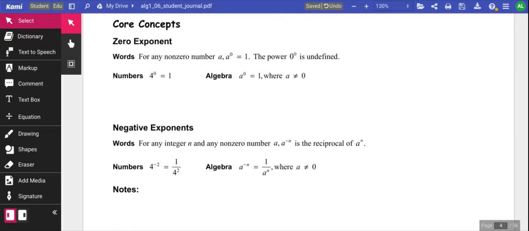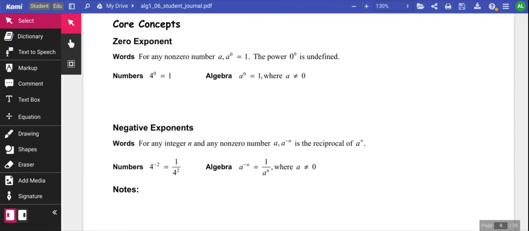Okay, we've got all these different properties. That's what 6.1 is really all about. All these different exponent properties. Some of them you've probably seen before. Some of them might be new, but a lot of them we probably need to review. It's been a little while since we've done these.